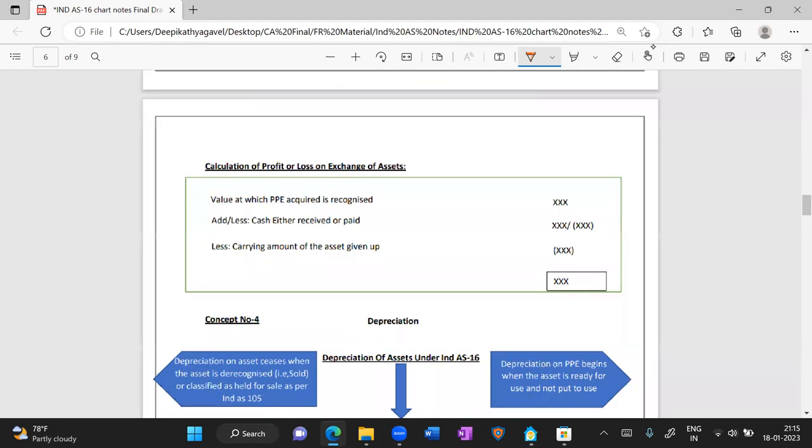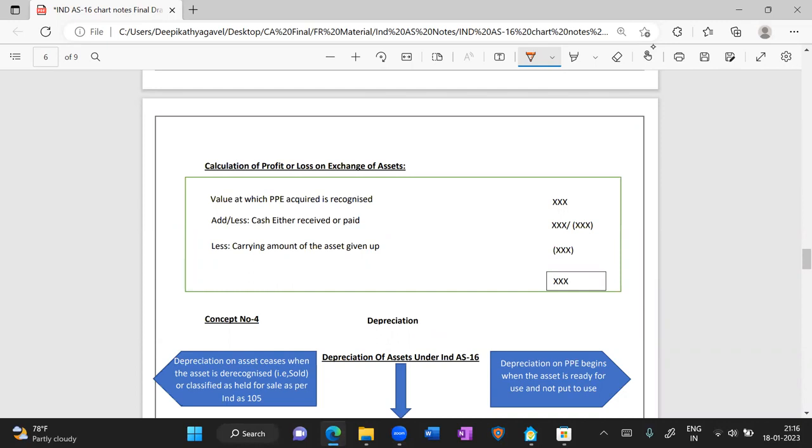Next is, in some questions, they ask you explicitly in this exchange transaction. Of course, in case you are coming under the third scenario, that is calculation of profit or loss on exchange of asset, where an asset is being acquired in exchange of other assets, in that case, sometimes for a single mark or 2 marks, they'll tell you to find out in this overall transaction, what was the profit or loss.